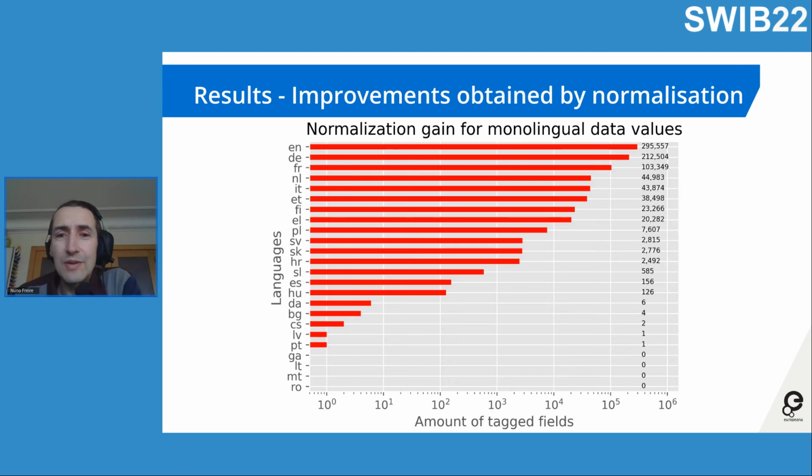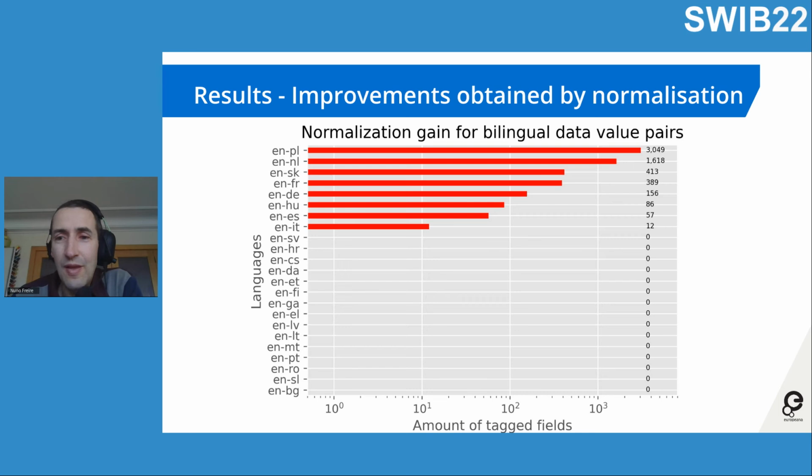So these are the numbers about the gains that we obtained by the normalization. For some languages, it was quite a significant number. For other languages, we were not able to obtain much more. These were the actual gains in terms of the pairs, where we could manage to obtain additional language pairs for some of the languages.